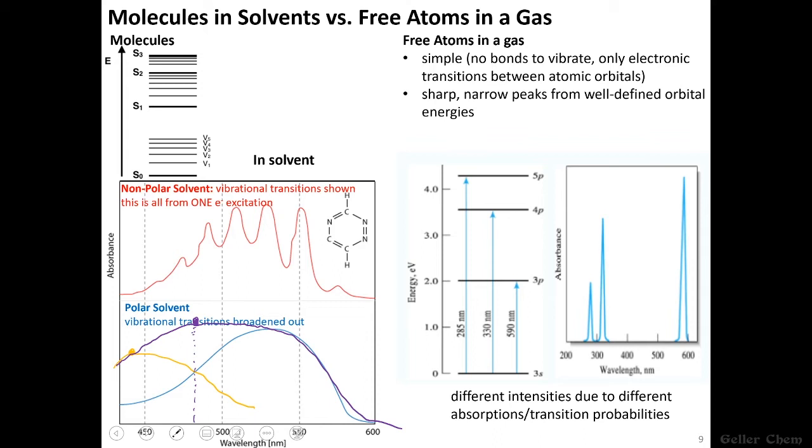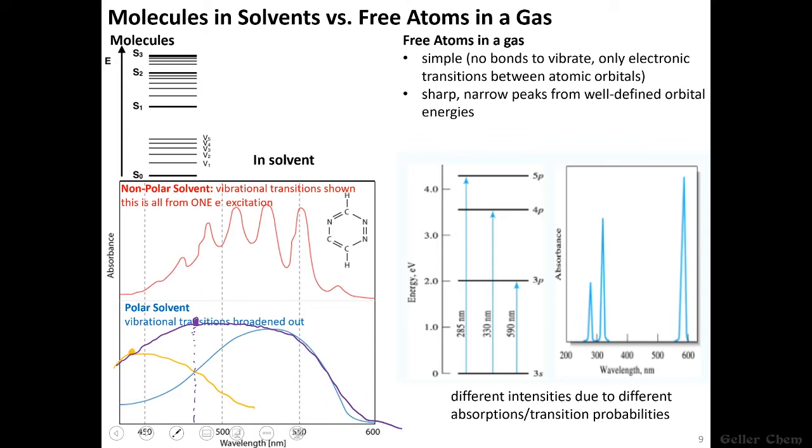One other quick note. The different intensities of absorption are due to different absorption and transition probabilities within this atom here. We've seen the idea of probabilities before when we were dealing with UV-Vis and fluorescence. Just because light can be absorbed does not mean that it will be absorbed. If you haven't written that down before, write it down now. Just because light can be absorbed doesn't mean it will be.